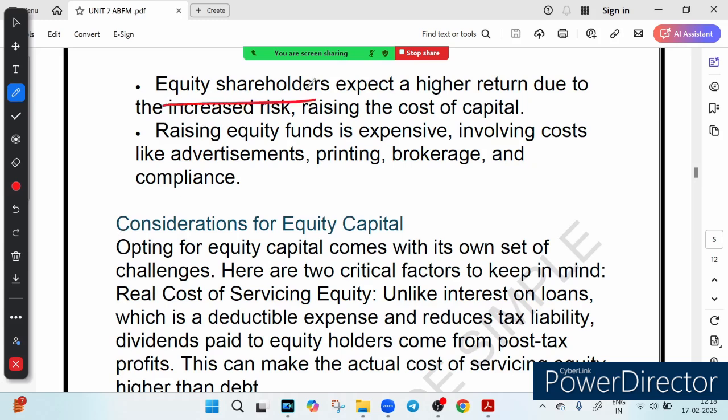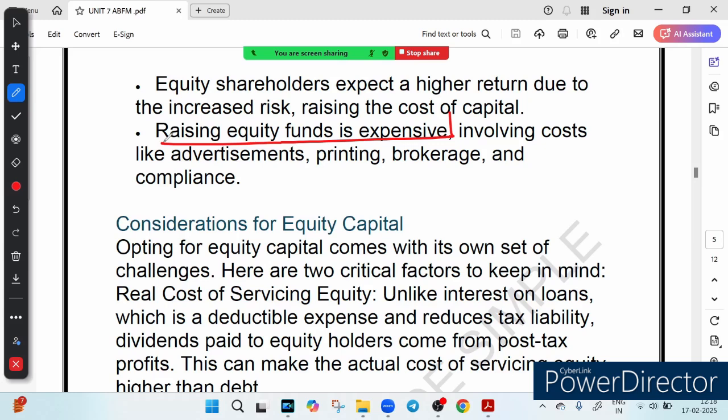Why? Because someone who is investing is taking risk, so they want high return, because risk and return are proportionate, right? Higher the risk, higher the return. Now, raising equity is costly. Raising equity fund is expensive. Selling shares involves advertising, printing, brokerage fee, legal compliance, which can add up the cost. So these are the two disadvantages of it.